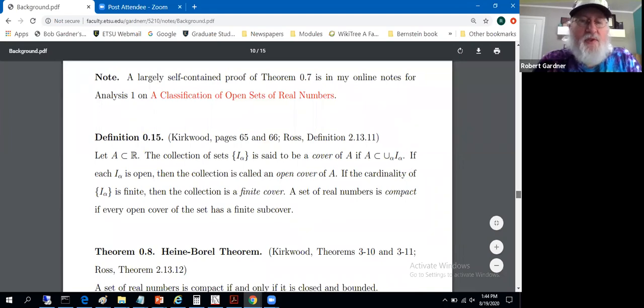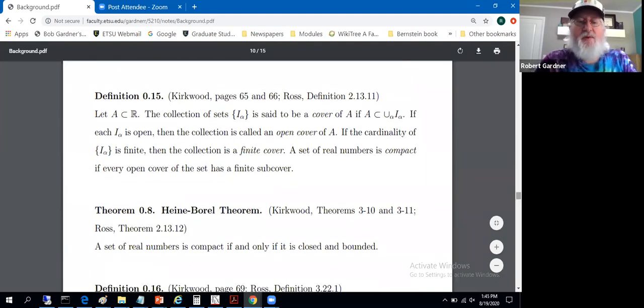Okay, let's shift gears to a slightly different topic, but also a topological topic. Let A be a subset of the reals, so a set of real numbers. The collection of sets, I sub alpha, is said to cover A if A is a subset of the union of the I sub alphas over index alpha. And it's common to introduce a collection given an index.